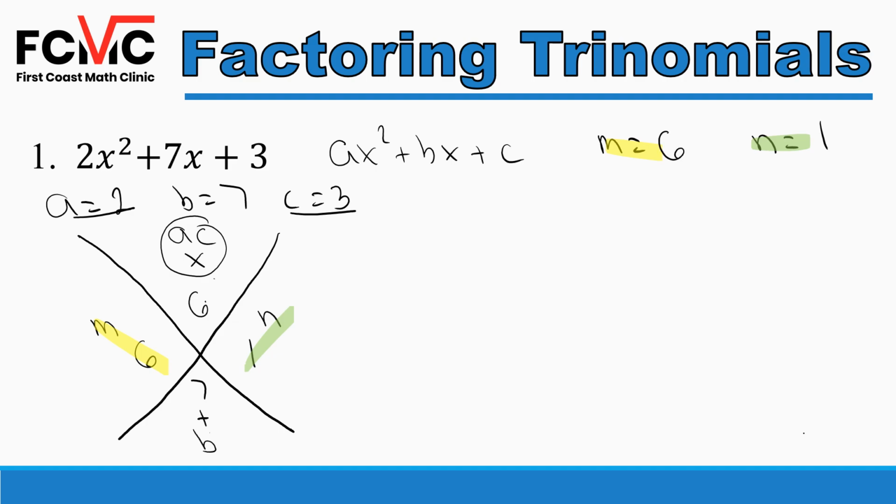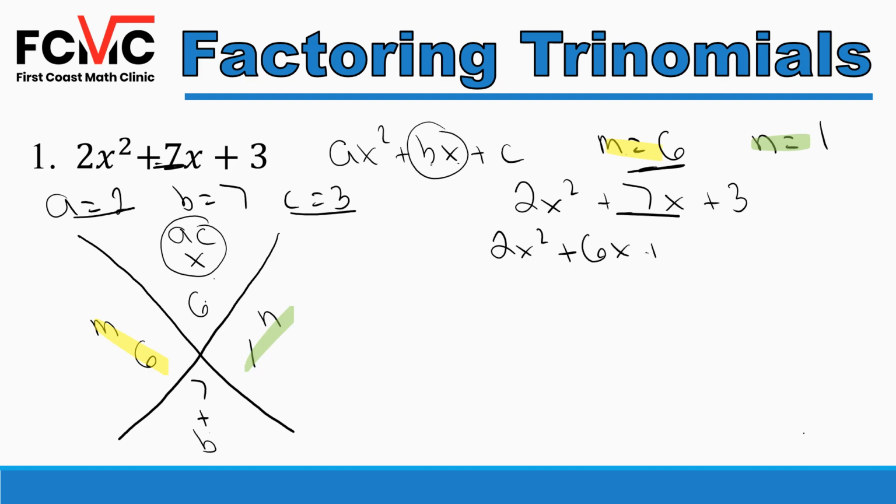So here's what we're going to do. We're going to replace our bx with m and n, because we know I can add up m and n and get that value for b. 6 plus 1 gives me 7. So I'm going to rewrite my 2x squared plus 7x plus 3, and replace that b value with 2x squared plus my m value, 6x, plus my n value, 1x, plus 3.